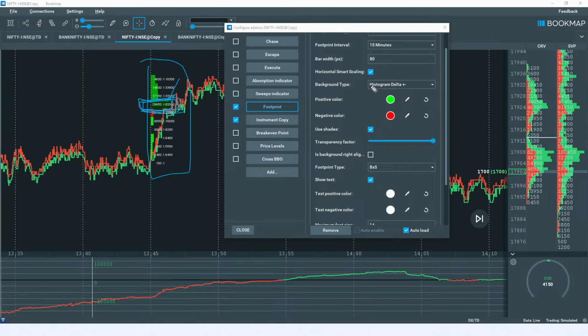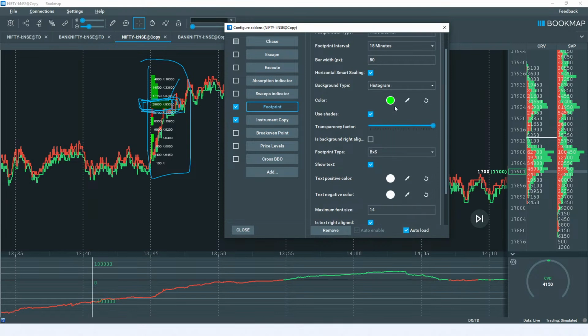So this is about the histogram delta plus and minus. There are different settings as well. You can simply choose the histogram, which will not show you whether it was a buy or sell order, but will only show the kind of volume profile of that particular specific interval.